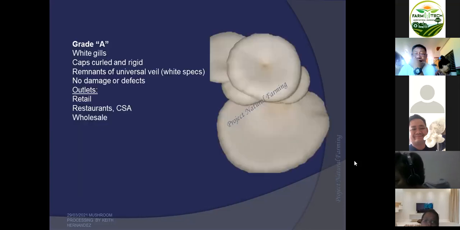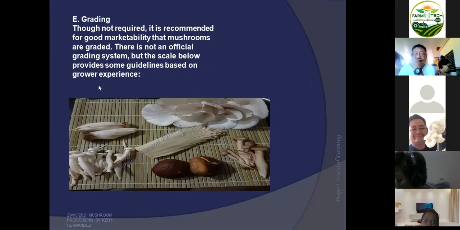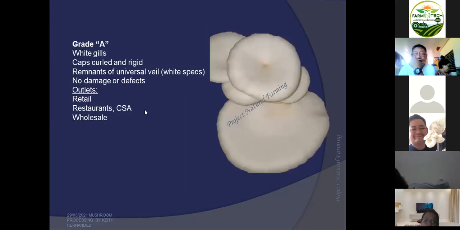Di ba? So, meron akong sinet na these are guidelines lang po, no? So, grade A, magandang grade siya kung white pa yung gills, caps is curled and rigid, matigas pa, and remnants of universal veil or white specks, no? There's no damage or defect. And maganda to sa mga retailers, mga restaurants, at saka wholesaler. Even mga catering services, SSAs.